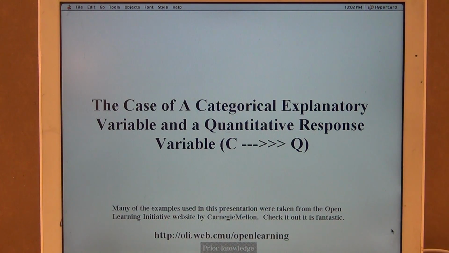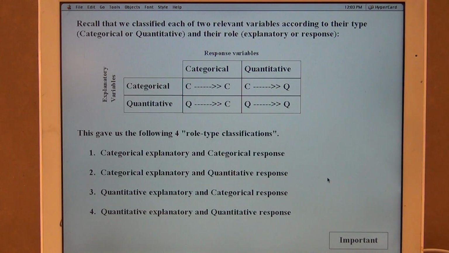www.happynumbers.org. Today's video is going to deal with the case of a categorical explanatory variable and a quantitative response variable, or the case of C and Q. Now, if you have not looked at the video that talks about categorical versus quantitative variables, you should do that first, because otherwise this will make no sense to you. But I'm assuming that you have done that, so we'll do a quick review of that.